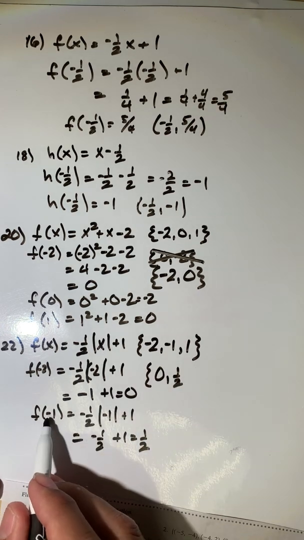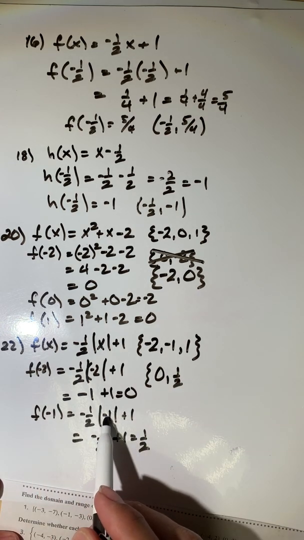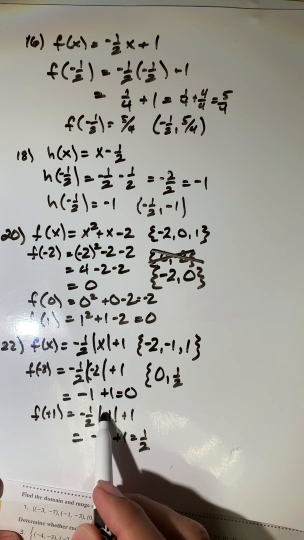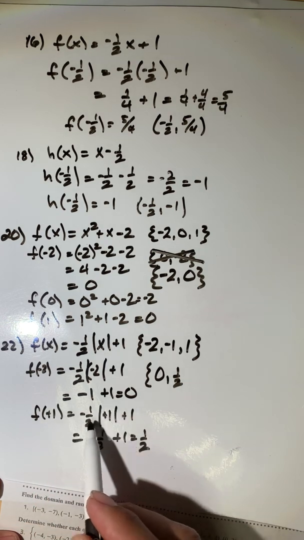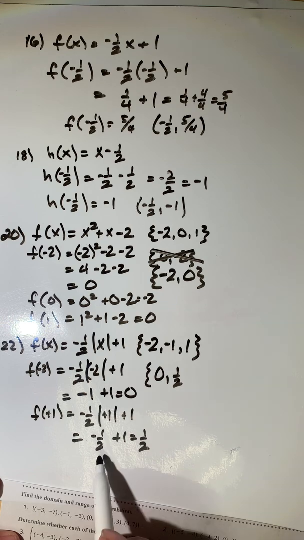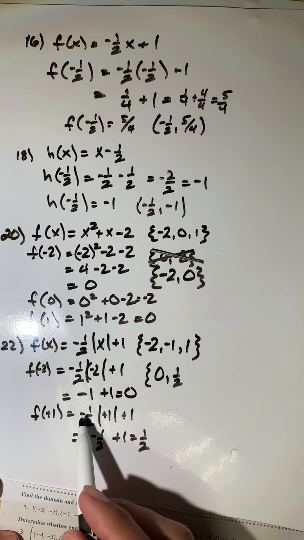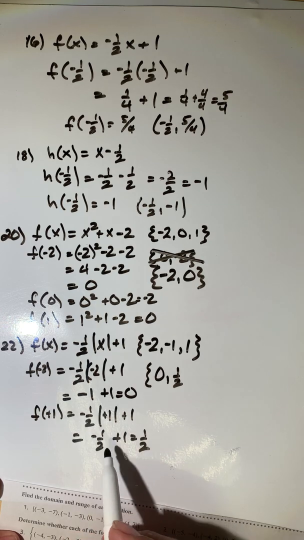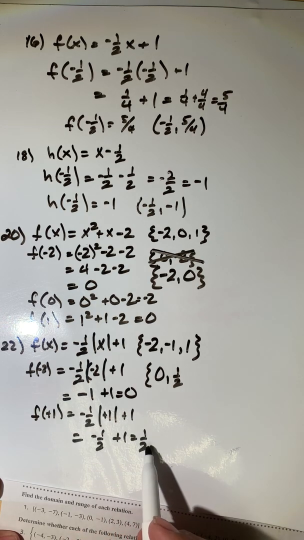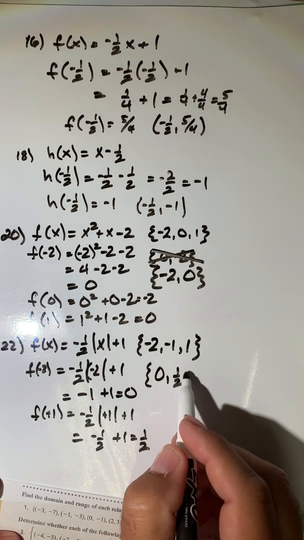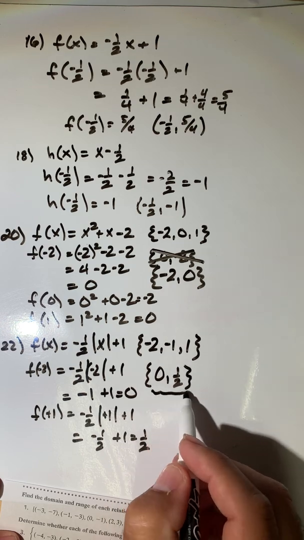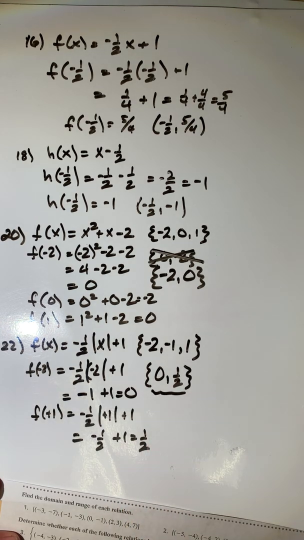Now, what if I plug in a positive 1? That's just going to make this a positive 1, which is not going to change this answer at all, because the absolute value of 1 is just 1. 1 times negative 1/2 is negative 1/2. Negative 1/2 plus 1 is 1/2. Get the same thing, so I don't need to list it again. So there's my range. All right, there you go.